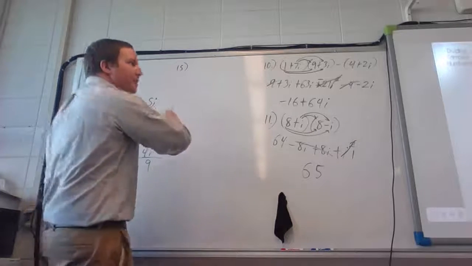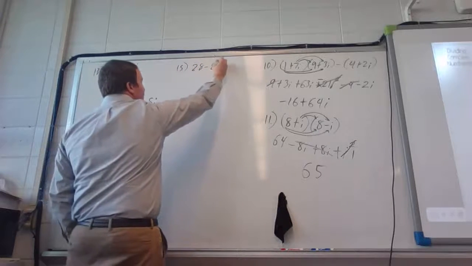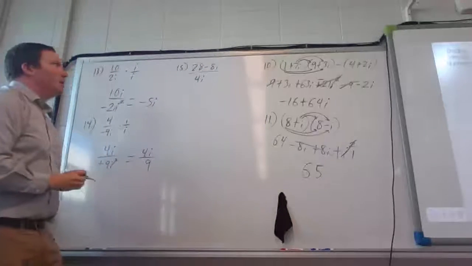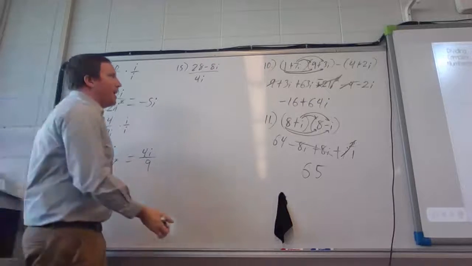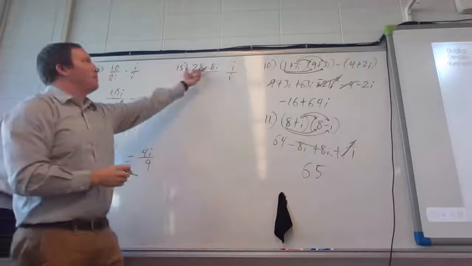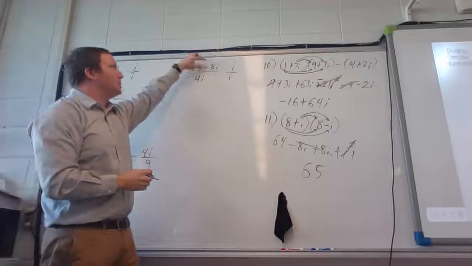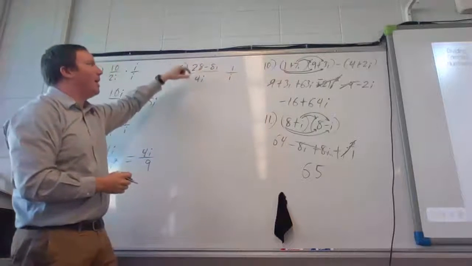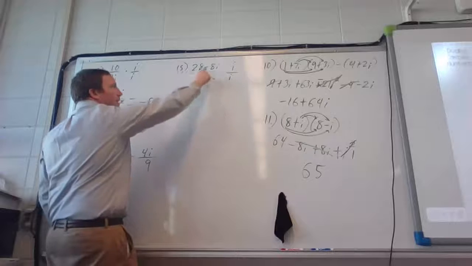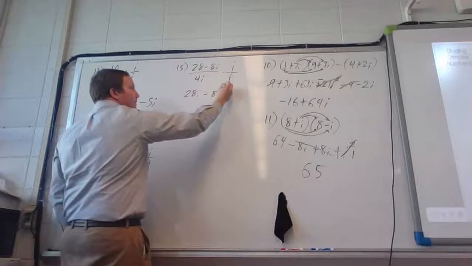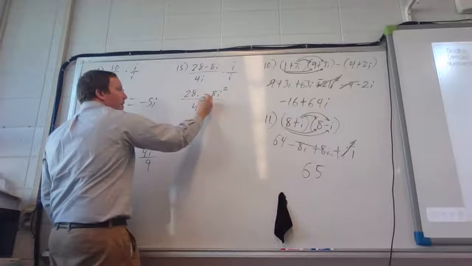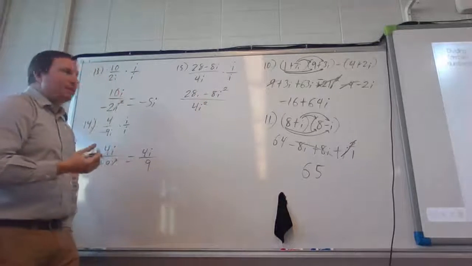So let's look at 15. So we got 28 minus 8i over 4i. In this case, we still want to multiply by i over i, except now we have that binomial on top. So we've got two terms, so we're going to have to distribute our i to both pieces. So 28i. And we have negative 8 times i gets us negative 8i squared over 4i times i gets us 4i squared.